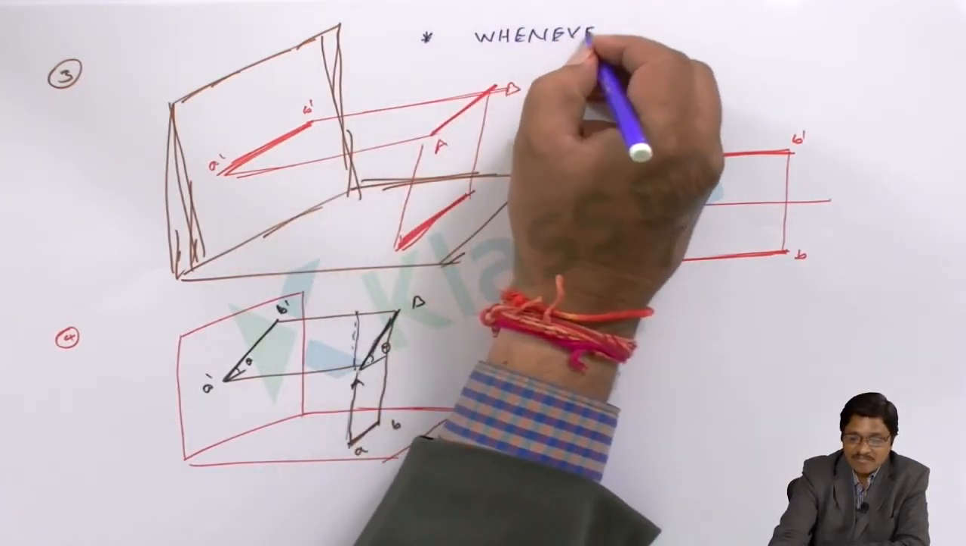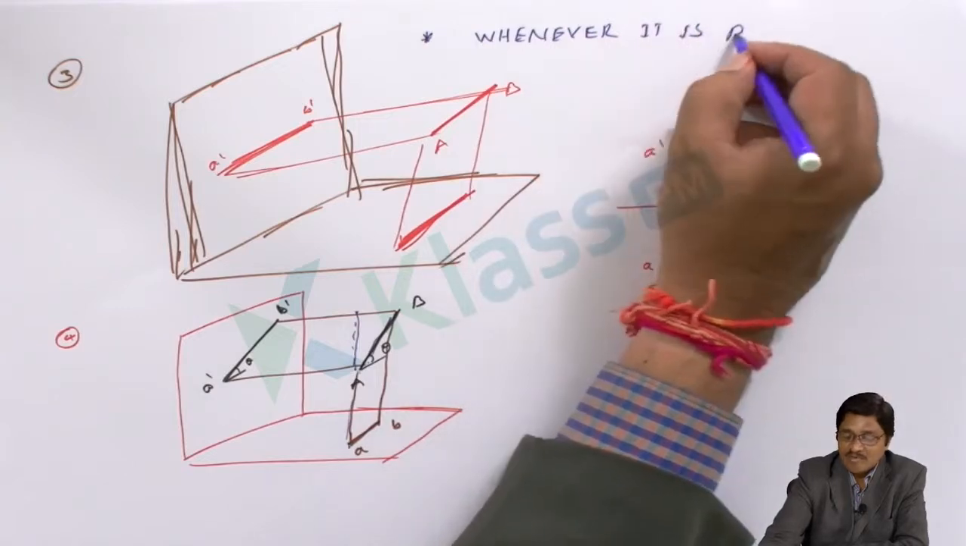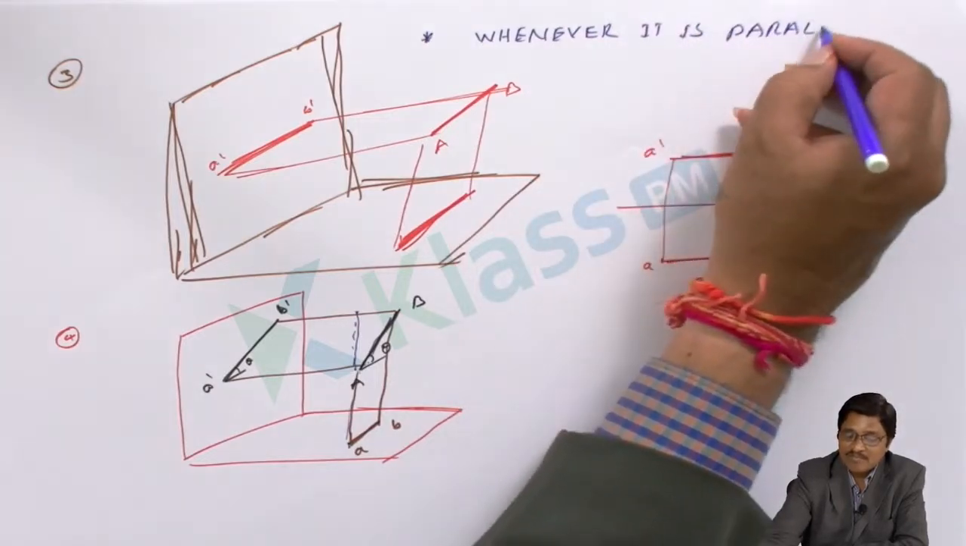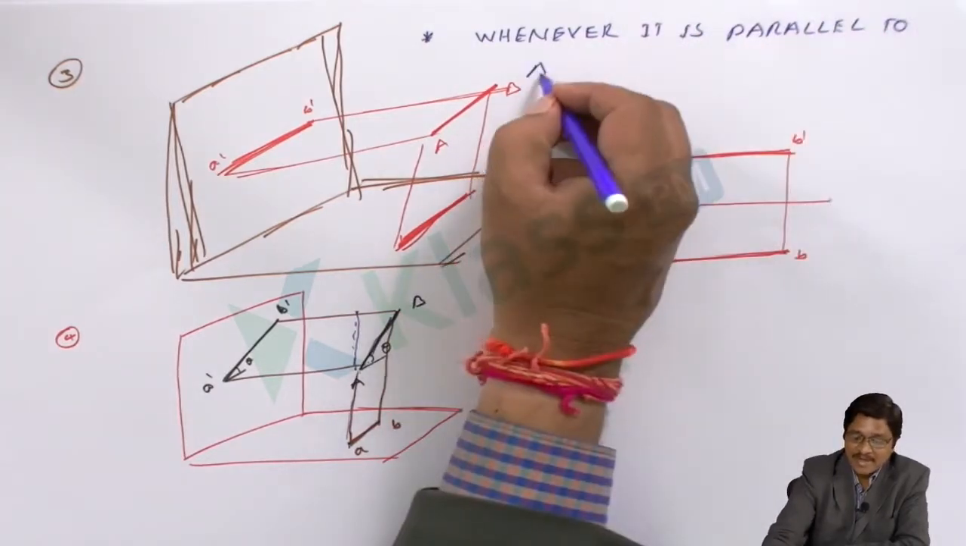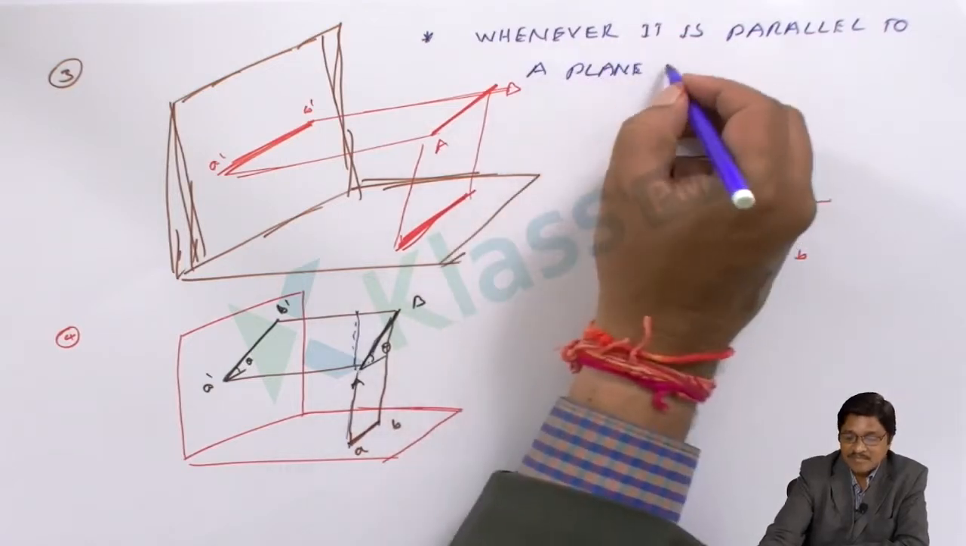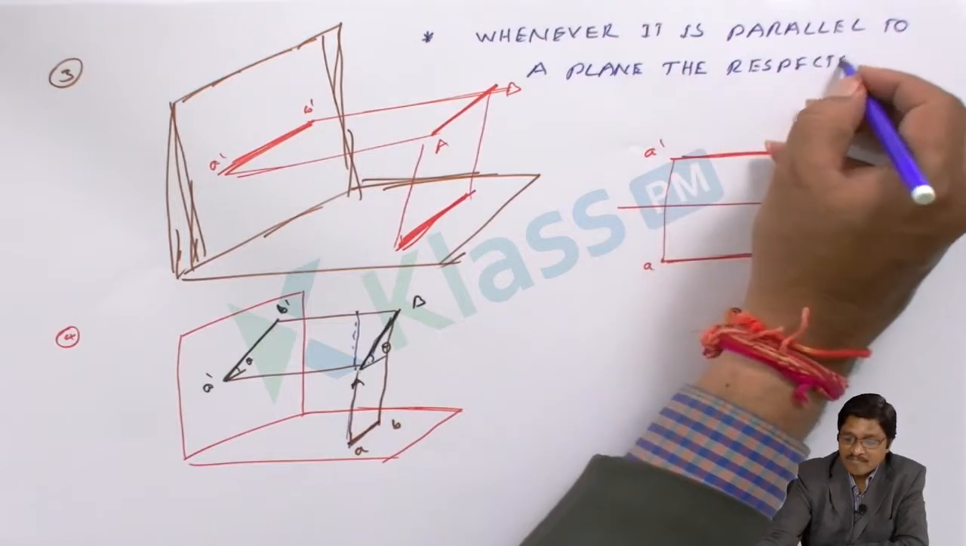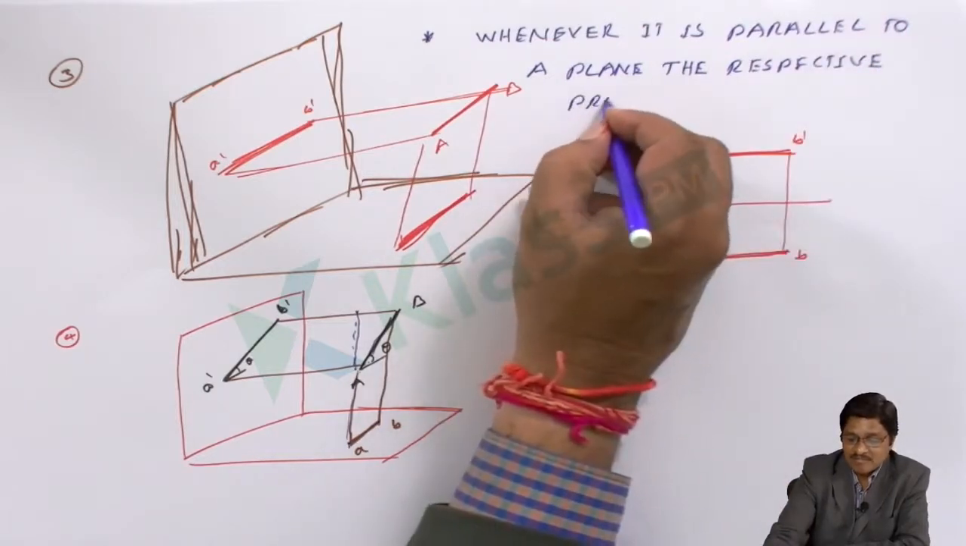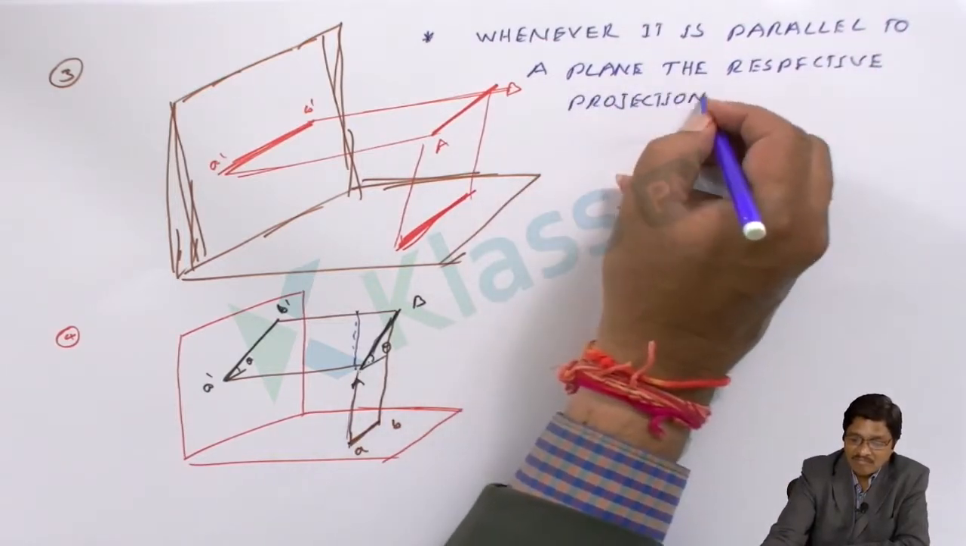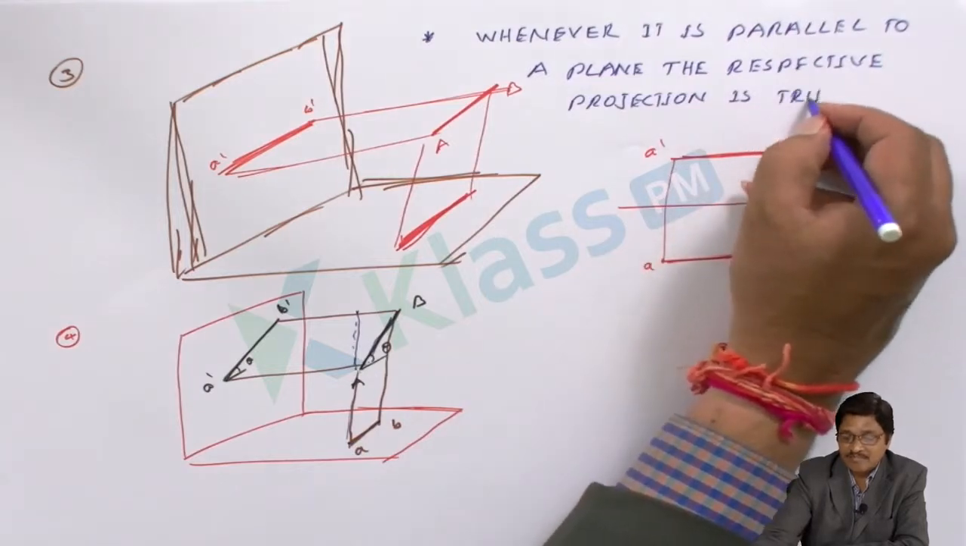Whenever a line is parallel to a plane, the respective projection is the true length.